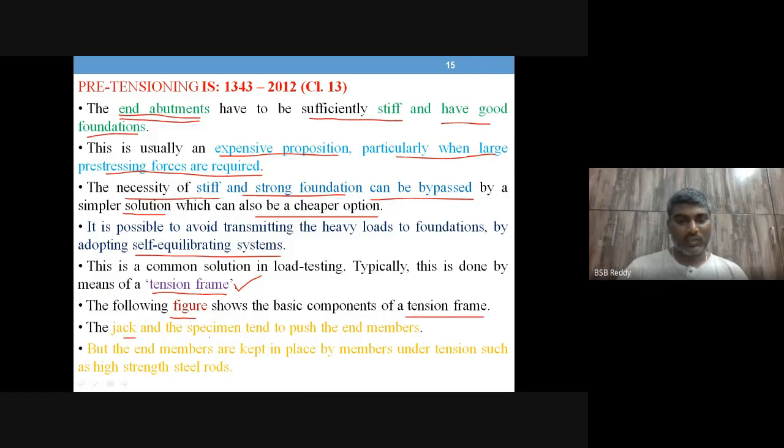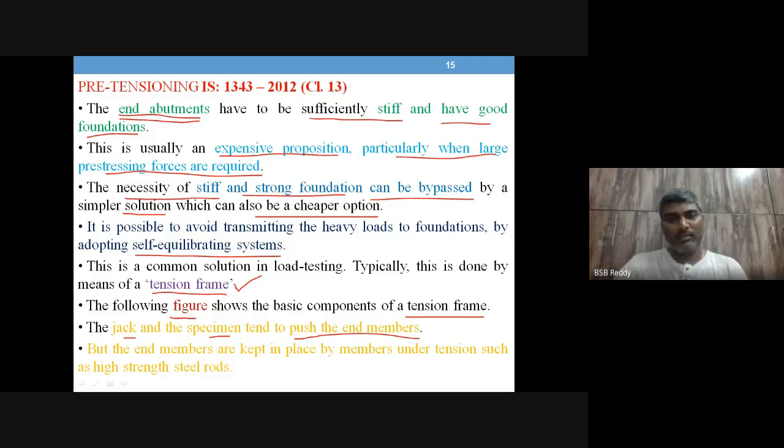So the jack and the specimen tend to push the end members. I'll show you in the diagram, and I'll explain the operation of that tension frame. So the replacement for the end abutment is the tension frame. Okay. Need, what is the need?